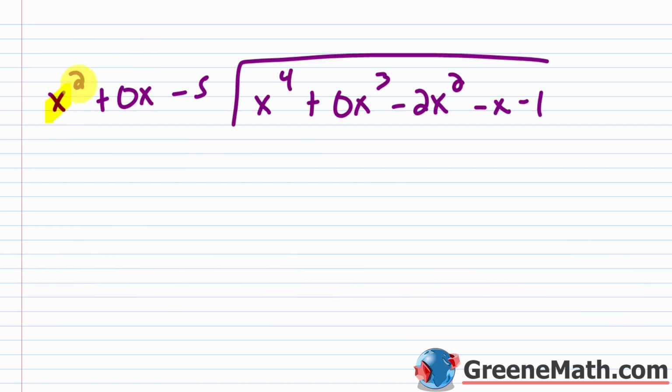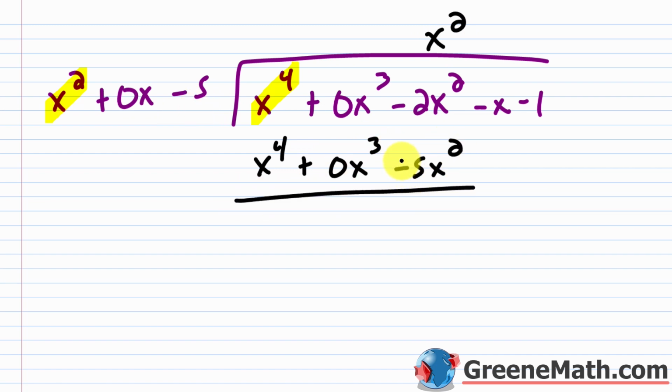So again, leading term into leading term. So what is x to the fourth power divided by x squared? Well, that's going to be x squared. Then x squared times x squared is x to the fourth power. X squared times 0x would be 0x cubed. And then x squared times negative 5 would be minus 5x squared. Let's change the sign of everything. So plus, minus, and minus. And this is basically going to cancel.